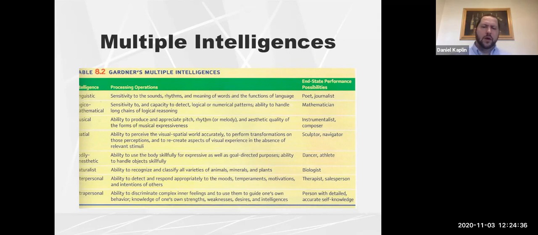But can you think of a problem? Because Gardner is criticized pretty strongly about his theory. Can you think of a potential problem with this theory? Well, one problem with this theory is that some occupations rely on integrating multiple of these aspects.